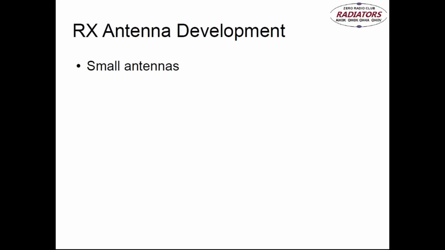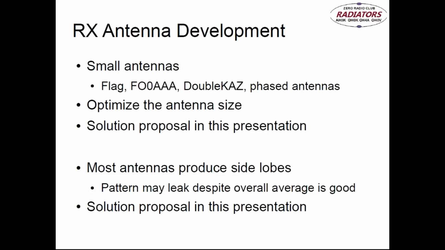But the receiving antenna development is that we are striving for small antennas. People are in residential areas, even cities, and they are trying to operate 160. So these small antennas are, in other words, the flag, the FO0AAA, the delta antenna, double CAS, different kinds of phased antennas, ground planes, and systems of ground planes. The technical, engineering question is that we need to optimize the antenna size. We need to understand how to evaluate or quantify the properties of different antennas. And I'm going to have a solution proposal for everybody in this presentation.